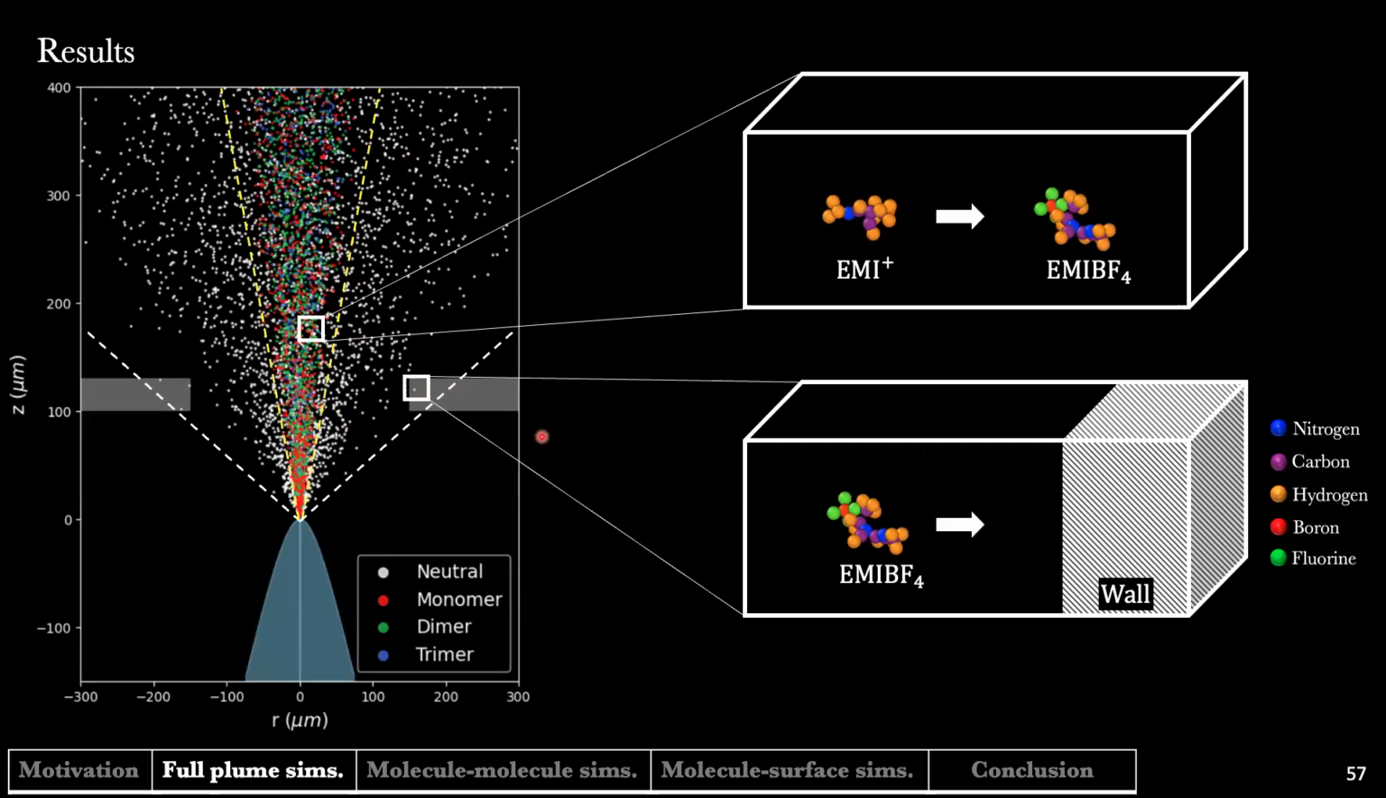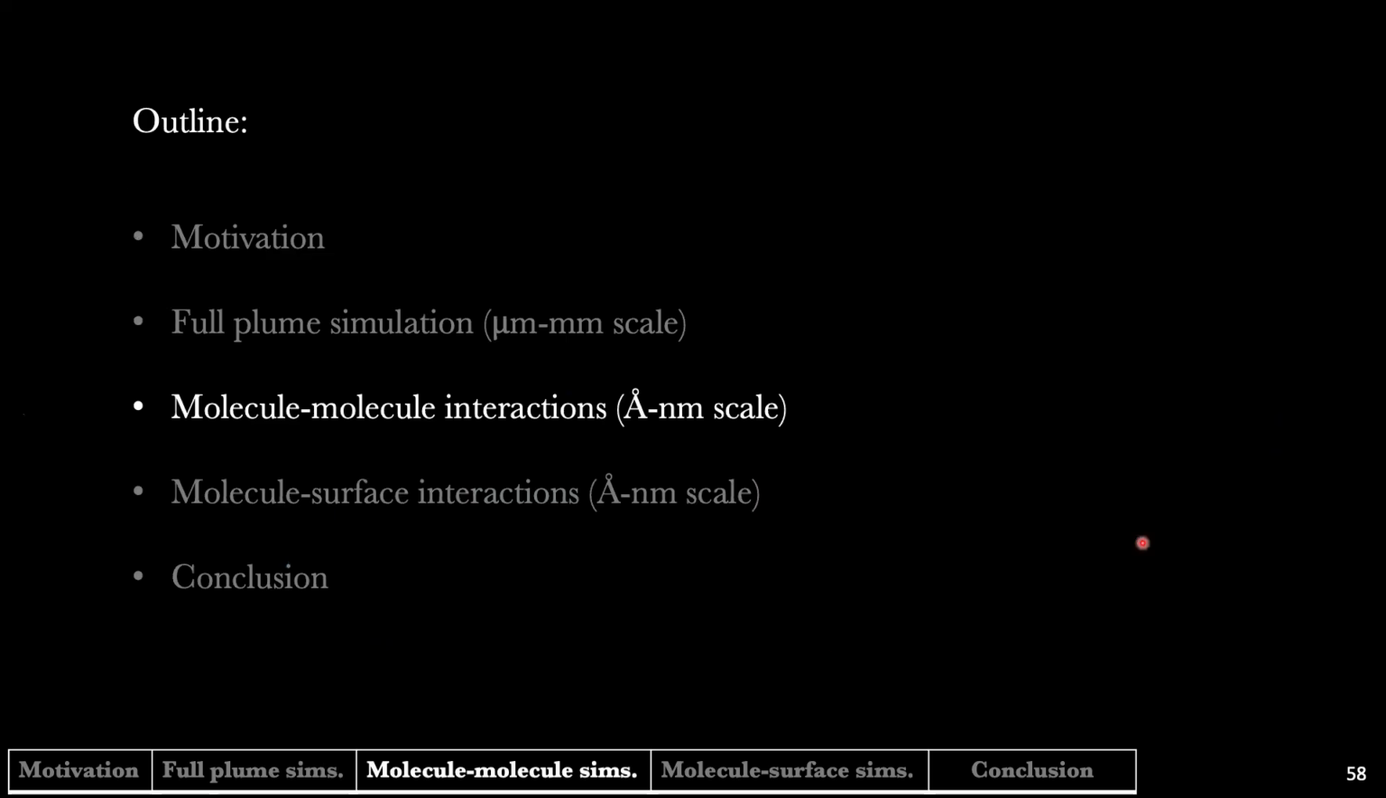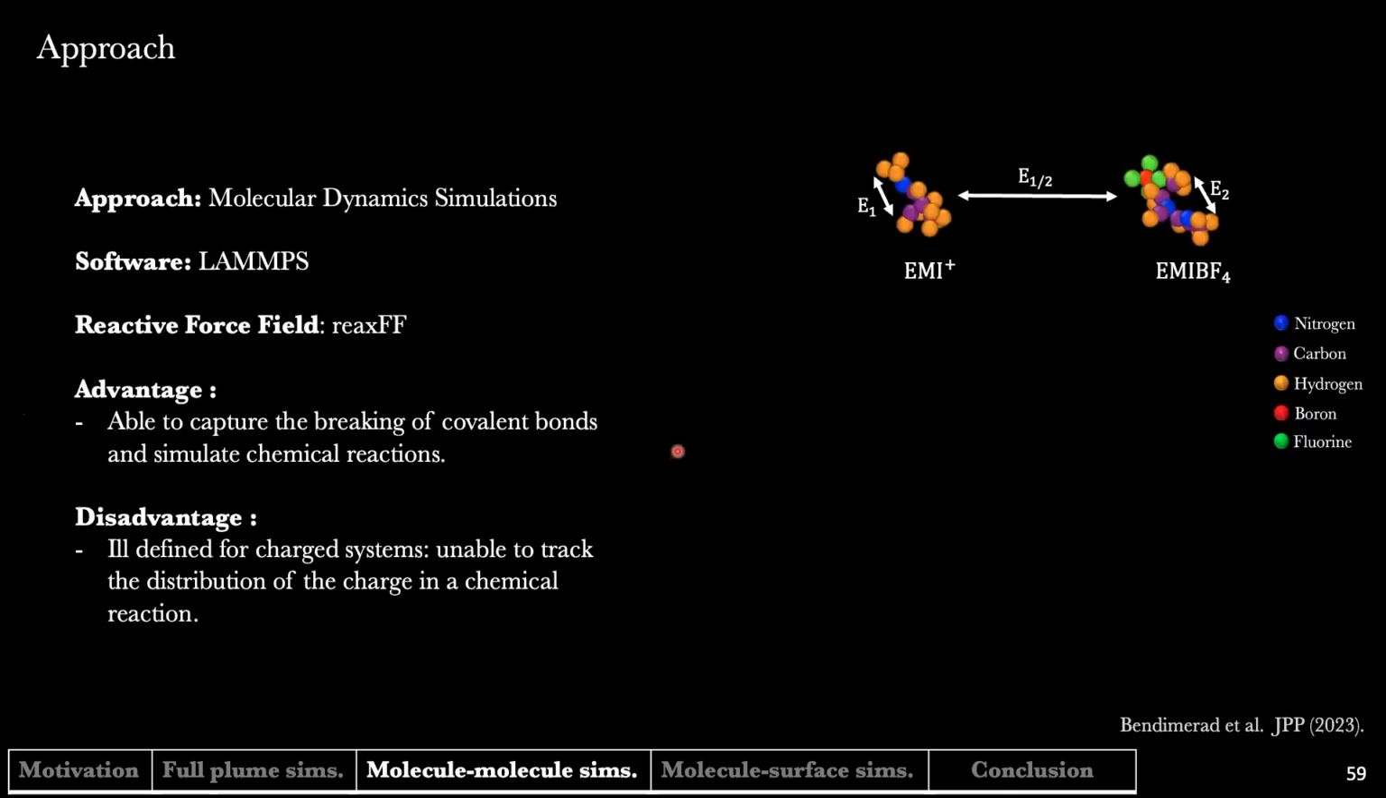So for the next part of the presentation, I'm going to talk about molecular dynamics simulations that we use to simulate intermolecular collisions and molecule-surface collisions. So first, let's talk about molecule-molecule interactions at the angstrom to nanometer scale. So the approach here is molecular dynamics simulations. The software that I used is LAMMPS, which is a dedicated software for MD simulations. And there is a critical step in MD simulations, which is the choice of the force field. And here we use a reactive force field, the ReaxFF.